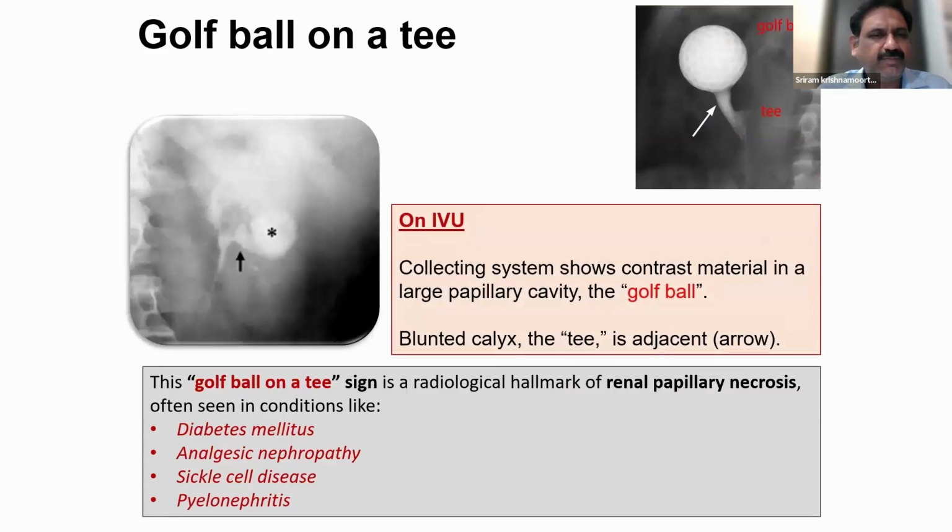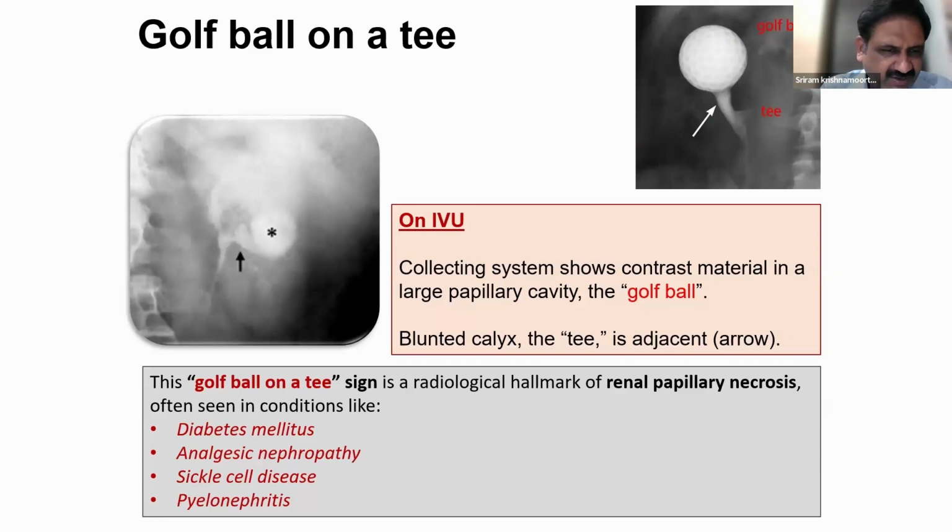The golf ball on a tee appearance. Sometimes the collecting system becomes so dilated and the infundibulum becomes a little narrow that all the contrast gets collected within the calyx, and the calyx appears a little globular, and this blunted calyx appears rounded.